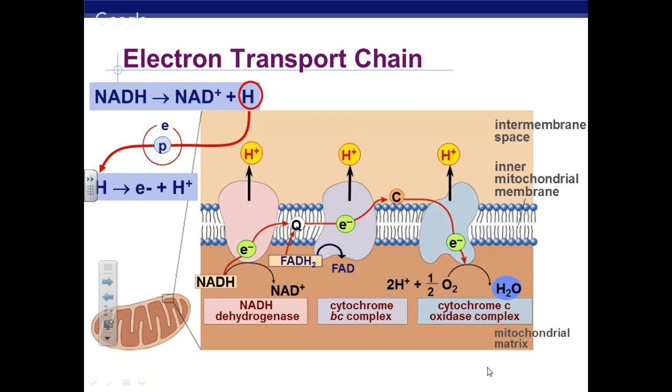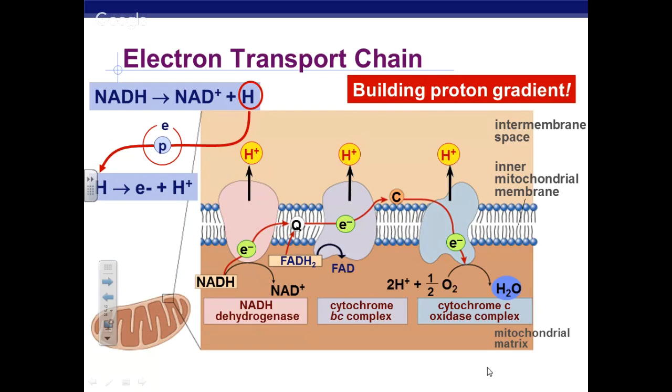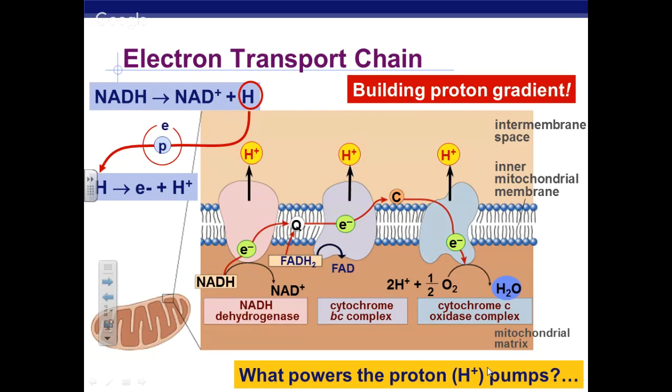It's not completely obvious. So the point of this, y'all, is you need to understand the point of this: to make the hydrogen ion gradient. That's the point of the ETC, to make that gradient. And what powers these proton pumps? These are called proton pumps. It's the energy from the electrons they're losing that powers them. That's why we have the electrons. They're losing their energy, and the energy they're losing is used to pump the hydrogen ions.